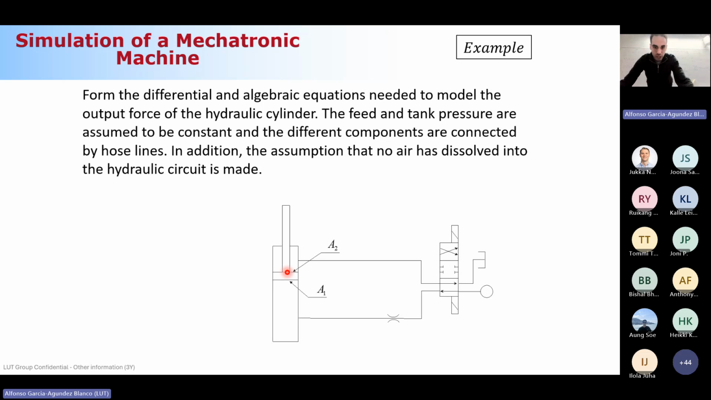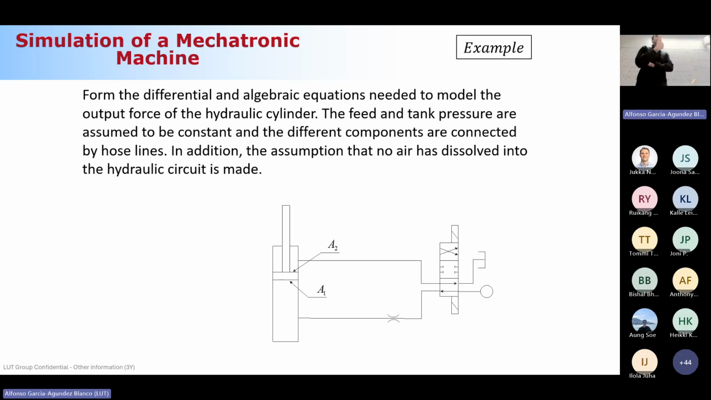Here is the hydraulic cylinder. It says the feed and tank pressure are assumed to be constant, and the different components are connected by hose lines. In addition, the assumption is made that no air has dissolved into the hydraulic circuit. So we need to provide the expression of the hydraulic cylinder force. Based on what we have learned so far, which are the elements in that expression? What do we need to compute?